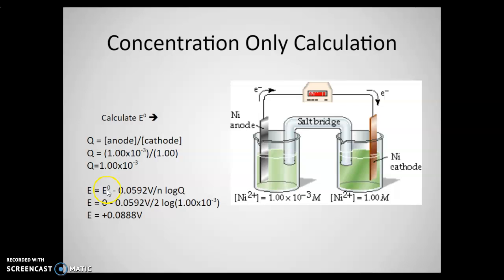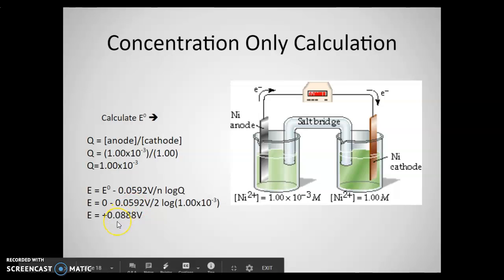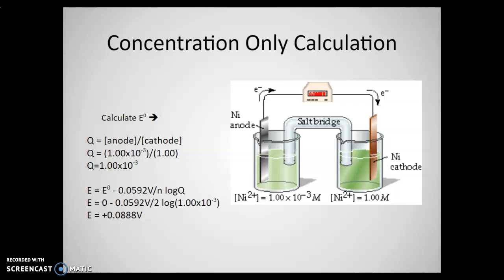Because E equals E0 minus 0.0592 volts divided by the moles of electrons times the log of Q. Well, the Q in this case would be the concentration of the anode over the concentration of the cathode. And so our concentration of anode is 0.001, and the concentration of our cathode is 1. And so the Q is equal to 1 times 10 to the minus third, the 0.001, because something divided by 1 is the same number. And so when you put that in there, you can get a positive cell potential from a concentration cell. So this is a very exciting application.